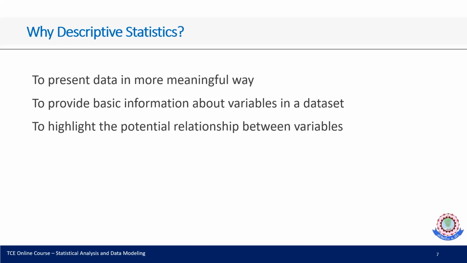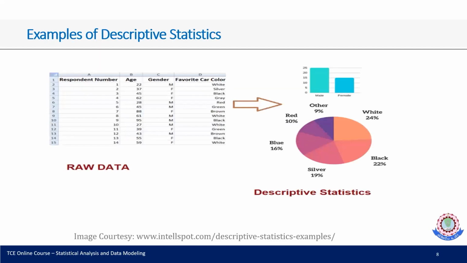If we look at why we go for descriptive statistics, it is to present data in a more meaningful way rather than in its rawness. We provide basic information about the variables present in the data sets which we have collected, and it highlights the potential relationships between the variables present in the data set. An example is this snippet.